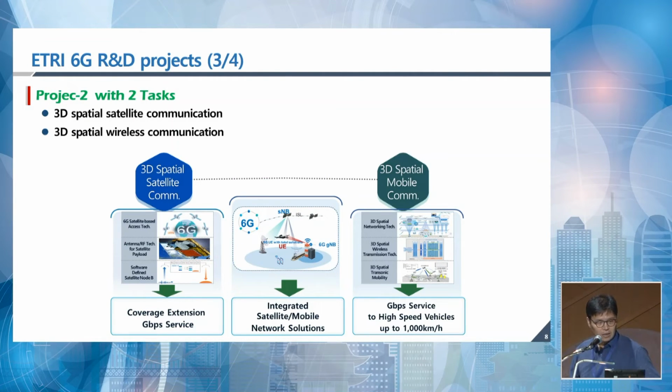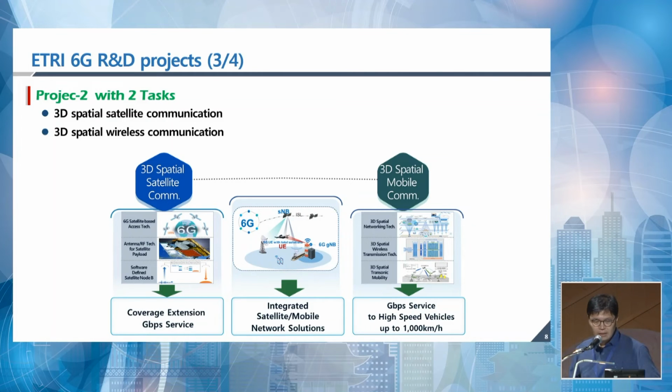The second one includes two tasks. As you can see in this slide, see the figures on the left and right. Project number 2 includes 3D spatial satellite communication and 3D spatial wireless communication. Simply put, we're going to extend mobile communication into the air. Everybody agrees on this. For the first one, 3D spatial satellite communication, we are looking into 6G satellite-based access technology and antenna RF technology for satellite payload. And lastly, software-defined satellite node B, because when an issue takes place on the satellite, we cannot go up there to fix it, so everything must be controlled by software. That's the third one that we are working on.